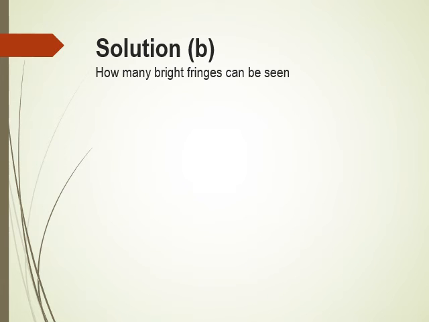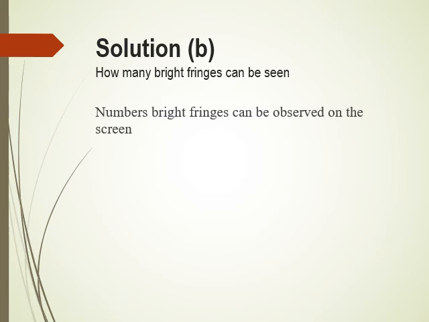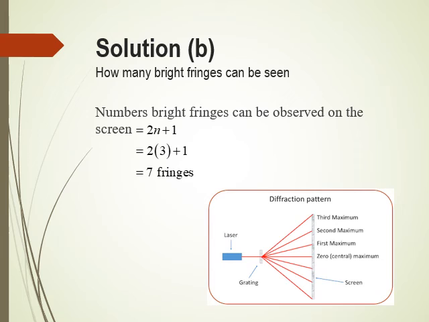To calculate the number of bright fringes that can be seen on the screen, let's apply the equation 2n plus 1. So the final answer is 7 fringes. Now, why 2n plus 1? Let's look at this diagram.